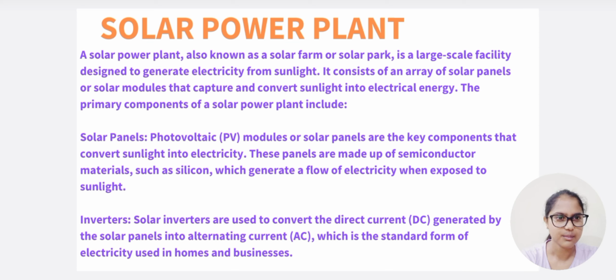These panels are made up of semiconductor materials such as silicon, which generate a flow of electricity when exposed to sunlight. Inverters. Solar inverters are used to convert the direct current generated by the solar panels into alternating current, which is the standard form of electricity used in homes and businesses.